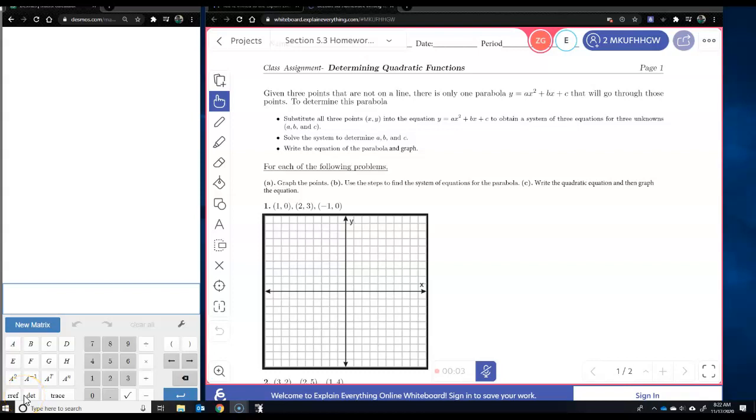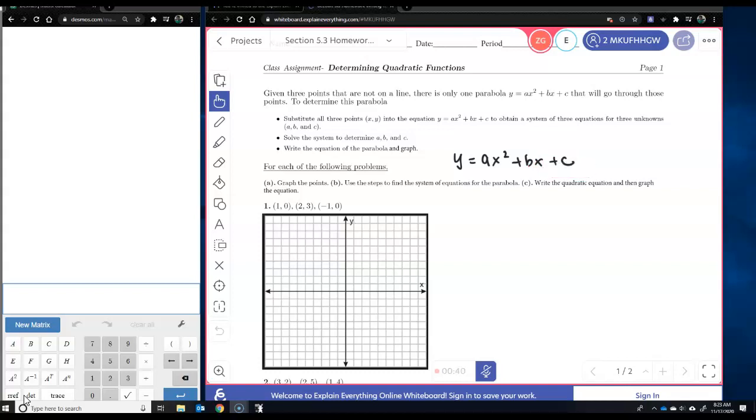Today we're going to be writing an equation based on 3 points. We're going to use these 3 points, (1, 0), (2, 3), and (-1, 0), to come up with a system. And then we're going to solve the system using technology, the matrix calculator, and come up with the values that we need to write our quadratic equation. So this is y equals ax squared plus bx plus c.